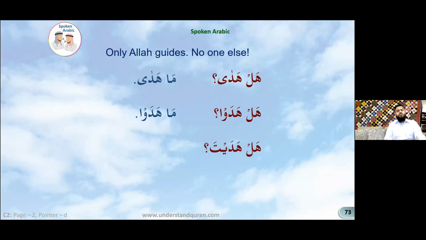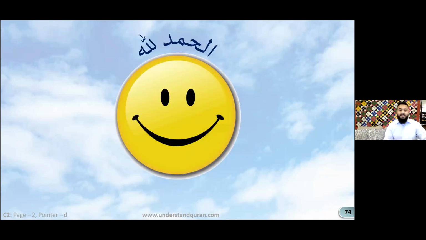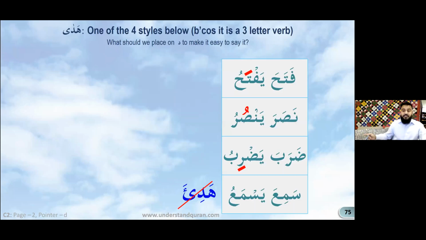How about you? Did you guide? Hal hadayta? Ma hadaytu. No, I did not guide. Alhamdulillah. How about all of you? Did all of you guide? Hal hadaytum? Ma hadayna. No, we did not guide. Jazakallah khair. Alhamdulillah. So there you go. We're already done with the Madi, the past tense. Super quick. Same thing we've already done.